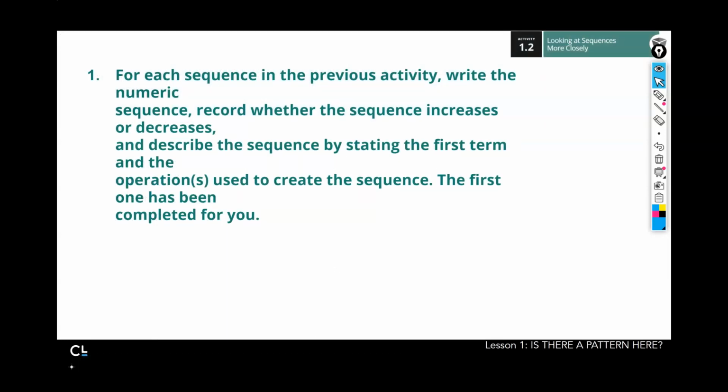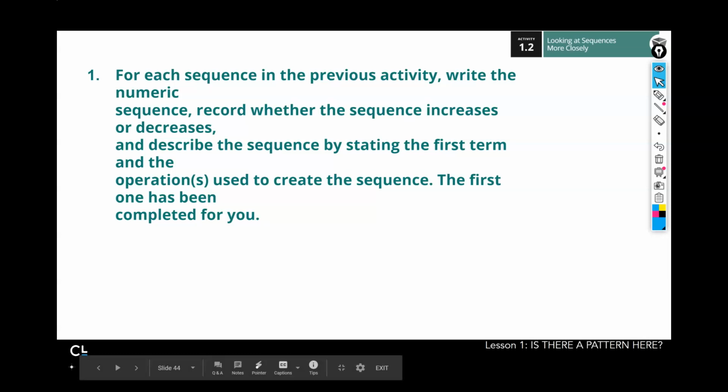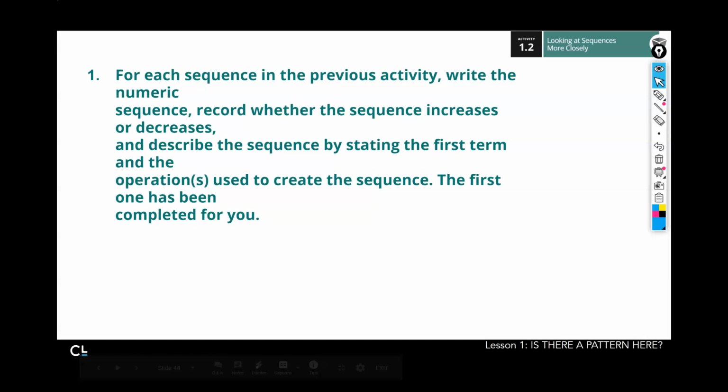For each sequence in the previous activity, write the numeric sequence, record whether the sequence increases or decreases, and describe the sequence by stating the first term and the operation used to create the sequence. The first one has been completed for you.